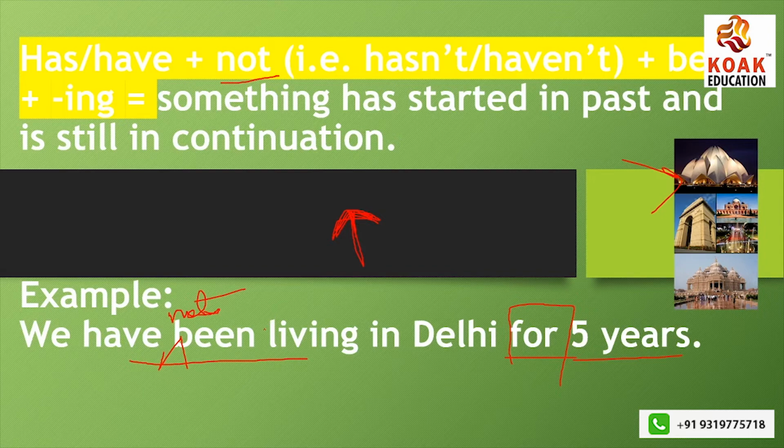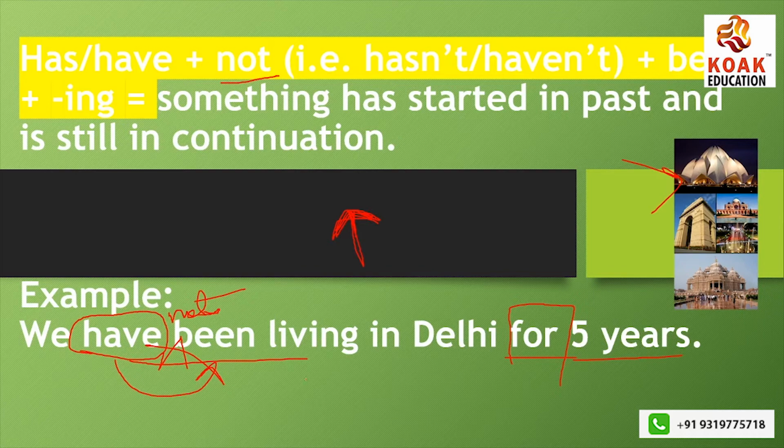People who make use of not here, they do blunder. I have seen people saying, I heard people saying, I have been not living in Delhi for 5 years. I have been not doing it. I have been not eating it. I have been not using your phone. That is wrong. All these frames are wrong. Not will come immediately after the helping verb, that is have. First helping verb, because been here is again a helping verb for us. Alright.